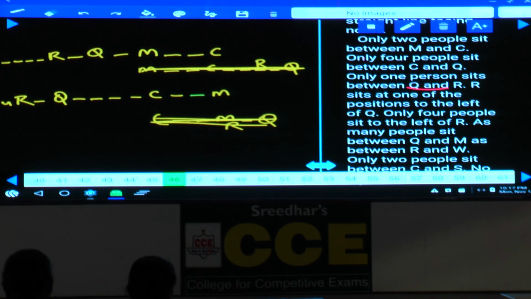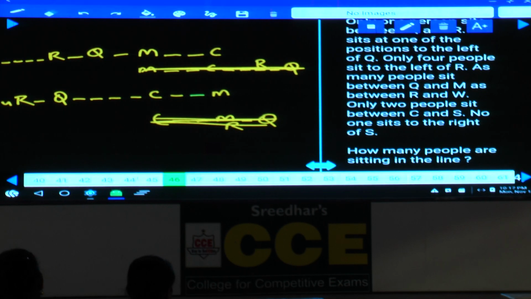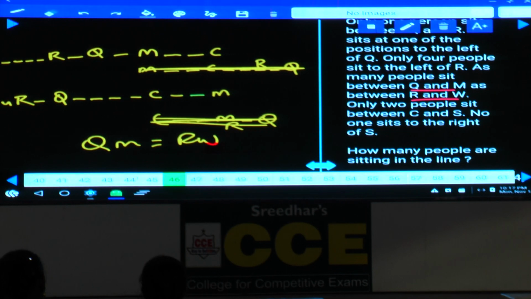And as many people between Q and M as between R and W. In between Q and M equals to R and W అన్నాడు. Now in the first case between Q and M there is only 1 person, and between R and W we must have only 1 person. Now in this one between Q and M, how many persons here? 1, 2, 3, 4, 5, 6, 7. Q and M there are 7 persons, between R and W we must have 7. 1, 2, 3, 4, 5, 6, 7. And so W is here.